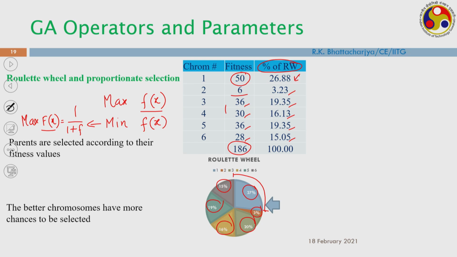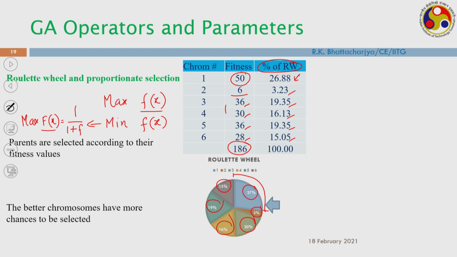The algorithm is very simple. I will play the roulette wheel 6 times because I have to select 6 solutions. According to the solutions selected, these will go to the next generation. This is the idea of the roulette wheel. The worst solution occupies only 3%, so its probability of selection is very low.